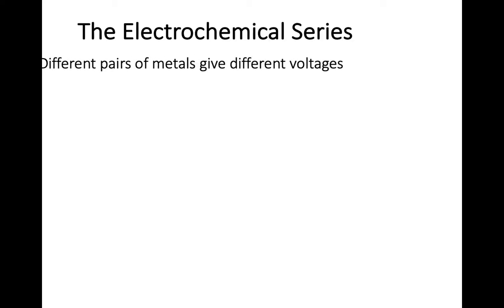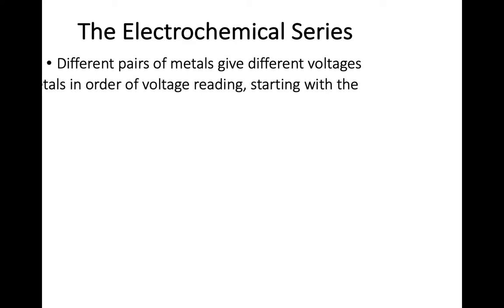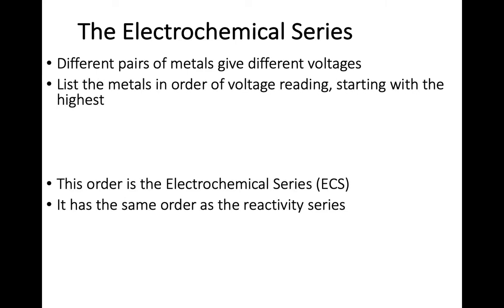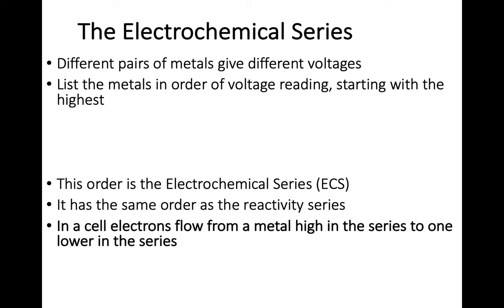So, different pairs of metals give different voltages. If we were to list the metals in order of voltage reading, starting with the highest, this would give you the electrochemical series. It has the exact same order as the reactivity series we have been using in previous lessons.